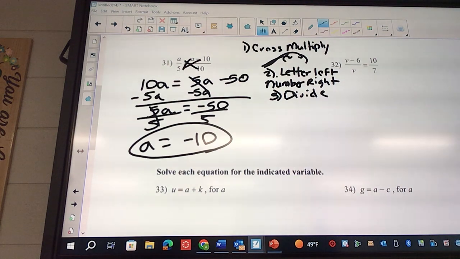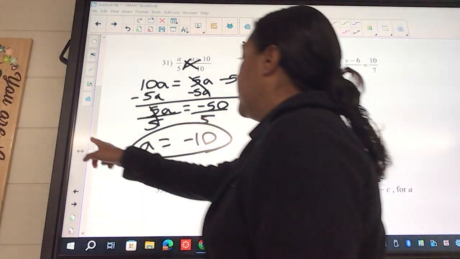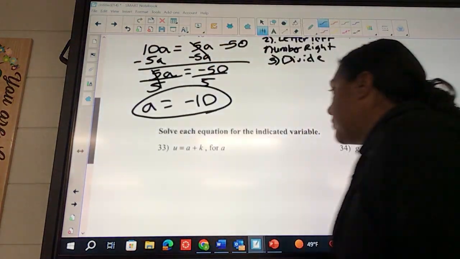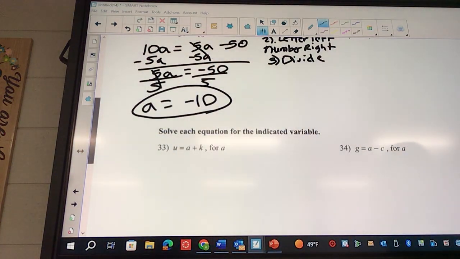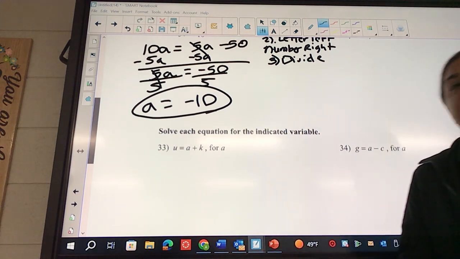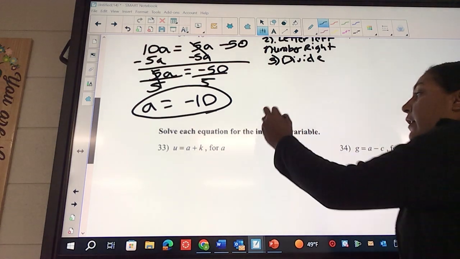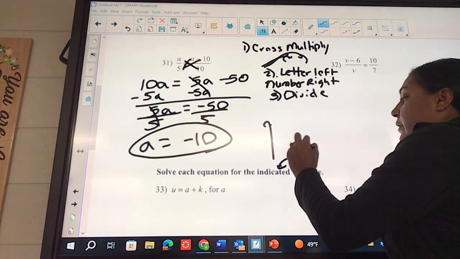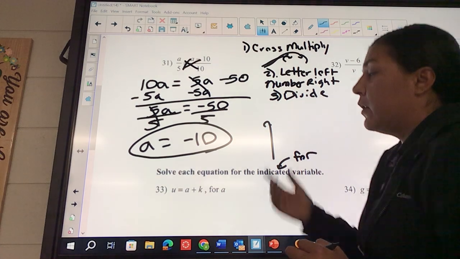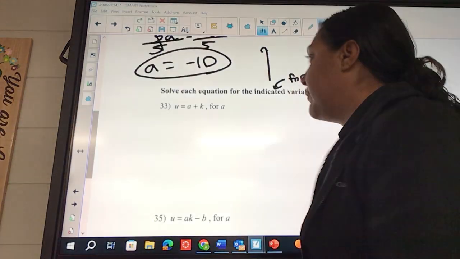Okay, and then the last two that you'll see on your test are about the literal equations, which is what we've done for the last couple days. It says solve each equation for the indicated variable. Okay, if we're looking at 33, what is the indicated variable? A, right? This is the A. They're saying solve for whatever. So in this case, we're solving for A.